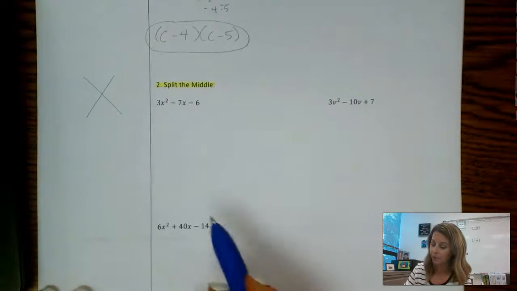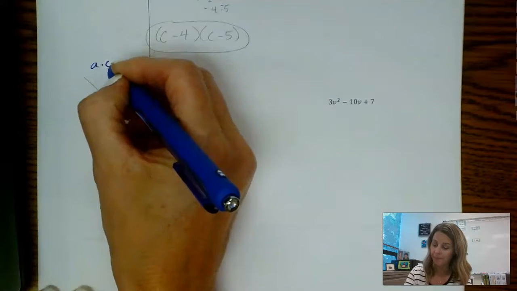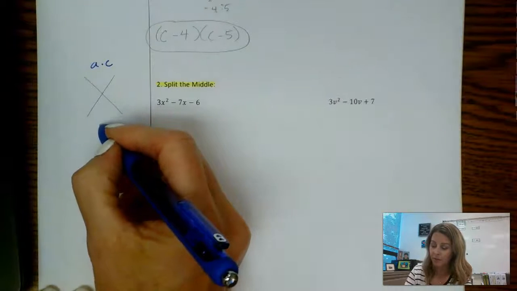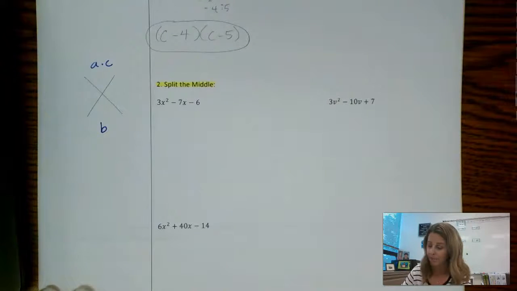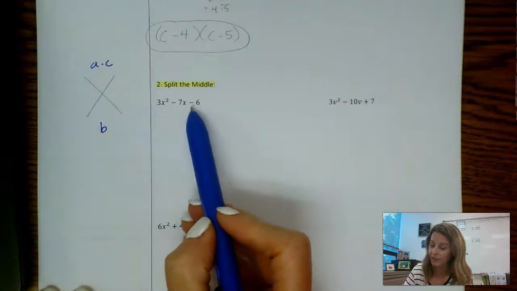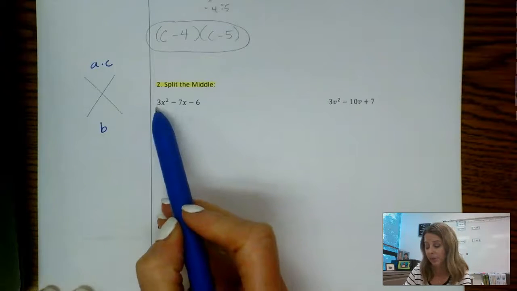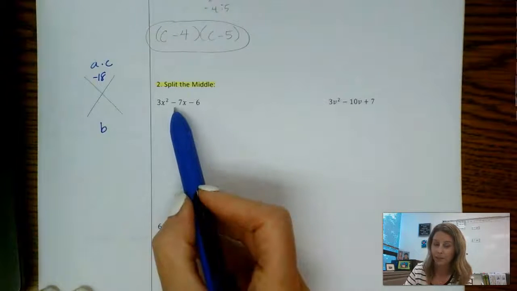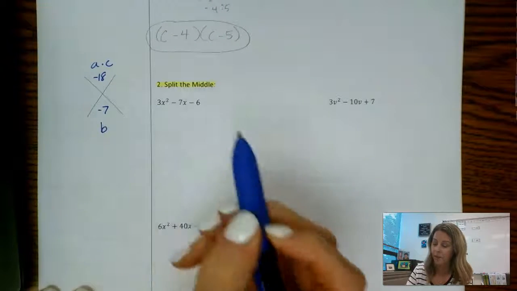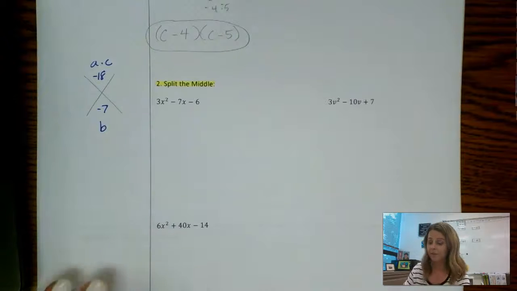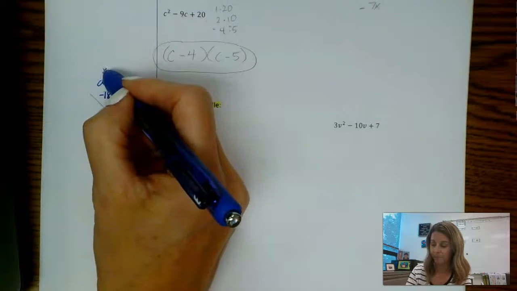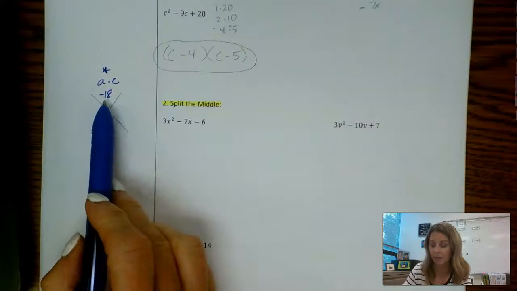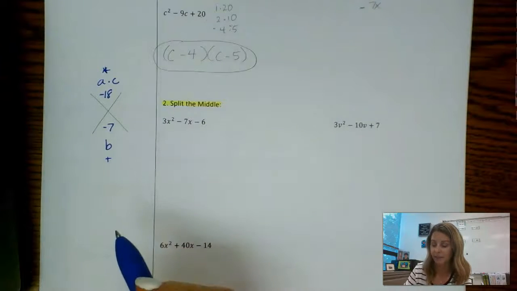So I want to multiply the A value and the C value and put it in the top here. I want to write the B value down here. If I take the A value, which is 3, and the C value, which is negative 6, and multiply those, I get negative 18. B value is negative 7. So I am searching for factors of negative 18, factors that multiply up to negative 18, but add up to negative 7.